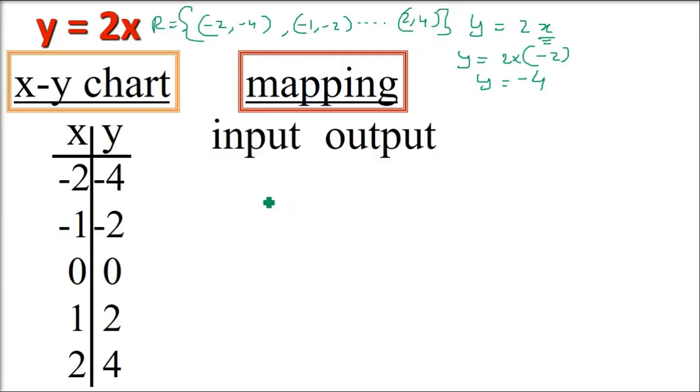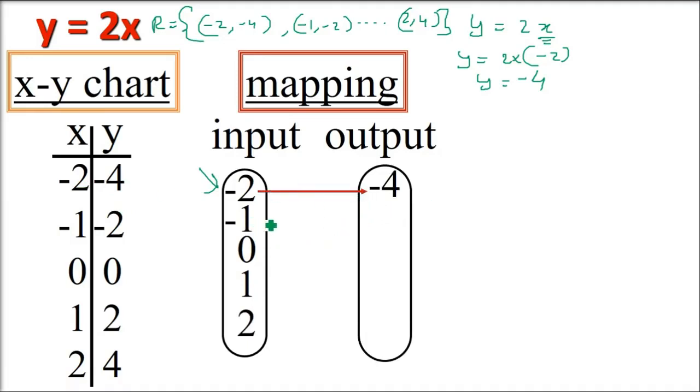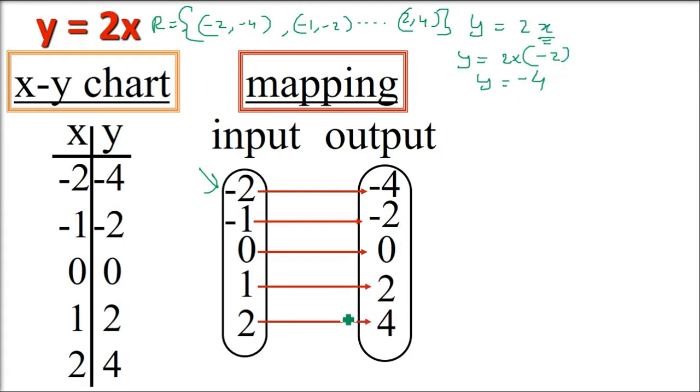How do we represent it through mapping? We usually use the set form, the Venn diagram form, the mapping form. So the x values are written in this way. Second, on output, you put the mapping. If you put x as minus 2, you get minus 4. Minus 1, you get minus 2. 0, you get 0. X as 1, you get 2. X as 2, you get 4. Y equals 2x. So this is the xy chart and the mapping form.